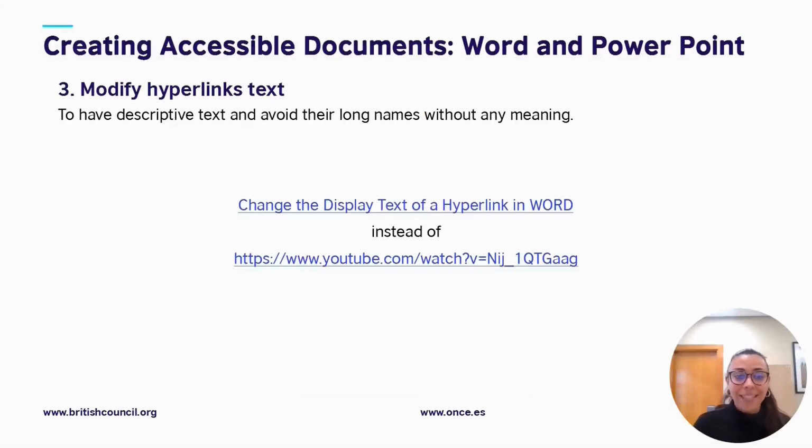The third point is to modify hyperlink texts. Modify the text of the hyperlink so that it's only providing the necessary information. The same as the titles and headings, our students that use a screen reader can navigate through links, and the screen reader is going to read literally what appears on the link. So we can change that text and add the most important information that we can transmit.